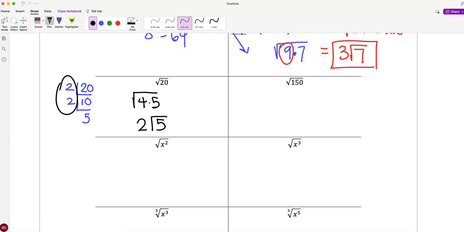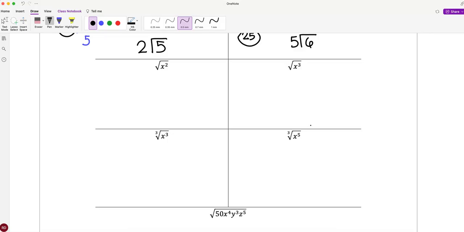The square root of 150. So again, if I look at 150, I know that that is 2 times 75. And if I divide by 3, that's 3 times 25. I can stop here because that's a perfect square. Okay, so I know that this is going to be the square root of 6 times 25. The square root of 25 is 5. So this final answer is 5 root 6.